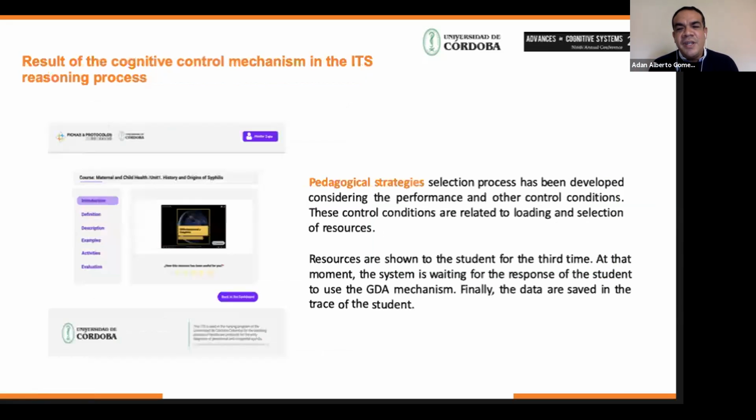The second figure presents the result of the cognitive control mechanism in the ITS reasoning process. The pedagogical strategy selection process has been developed considering the performance and the control conditions. These control conditions are related to the loading and selection of resources. Thus, the resources are shown to the student for the third time, and at that moment, the system is waiting for the response of the student to use the GDA mechanisms. Finally, the data are saved in the trace of the student.